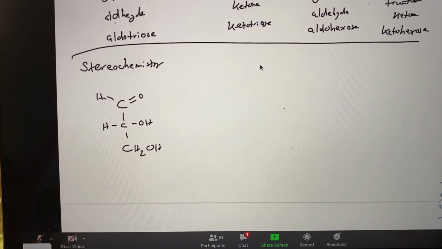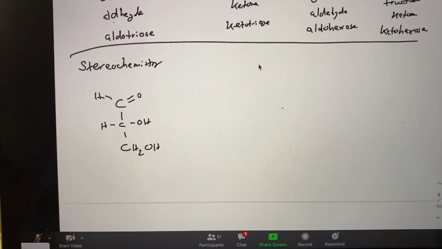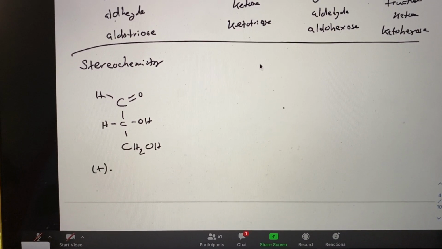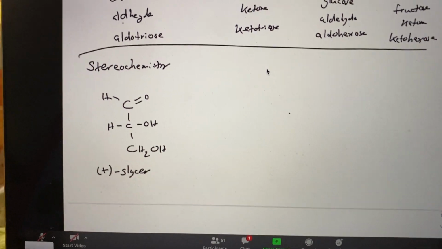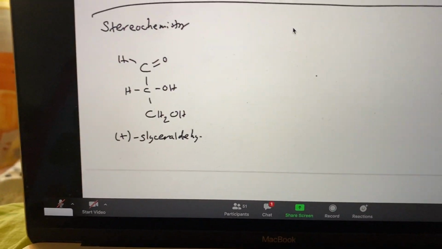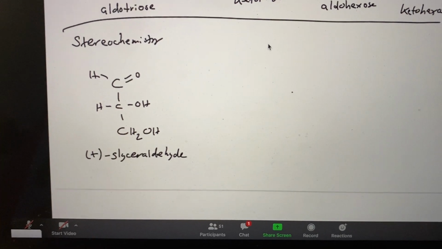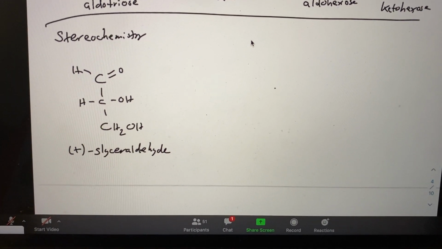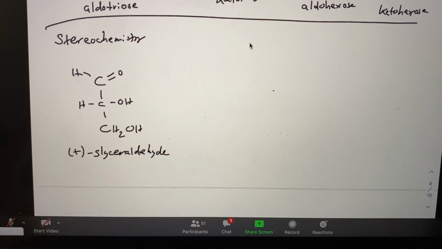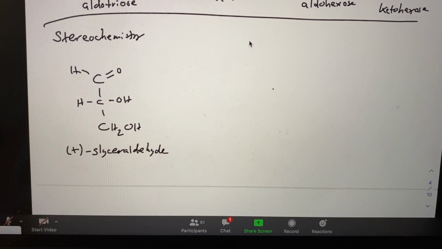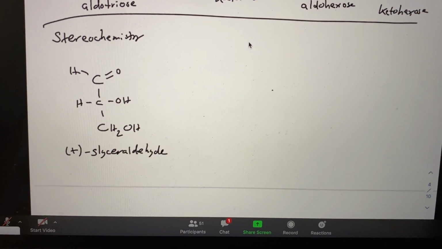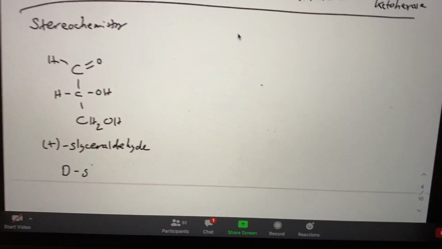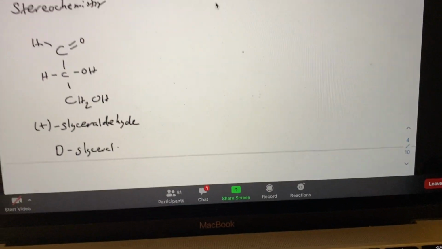And this sugar here, we can define the stereochemistry in a couple of different ways. This is historically known as plus glyceraldehyde. This is due to the ability of it to rotate plane polarized light, as seen in the first semester of organic chemistry. And the designation in carbohydrates is a new type of designation. This is known as the D stereoisomer, so it would be D-glyceraldehyde.